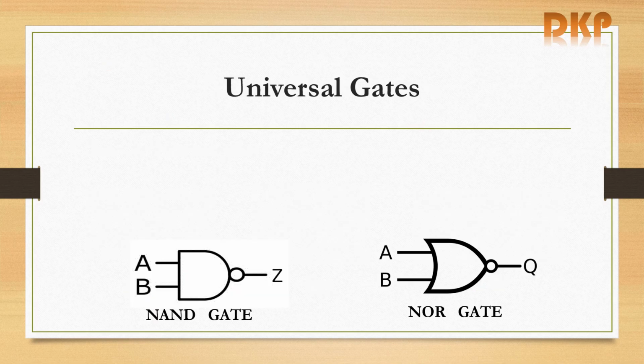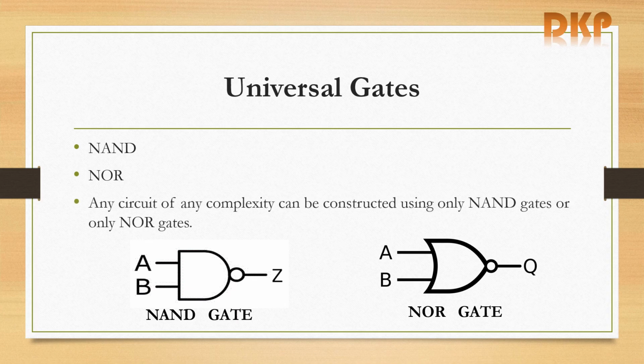In addition to these gates, there are 2 universal gates. They are NAND gate and NOR gate. Why are these gates called universal gates? Because any circuit can be constructed using only NAND gates or only NOR gates. Here, this is the logic symbol of NAND gate. It is having 2 inputs A and B and 1 output Z.